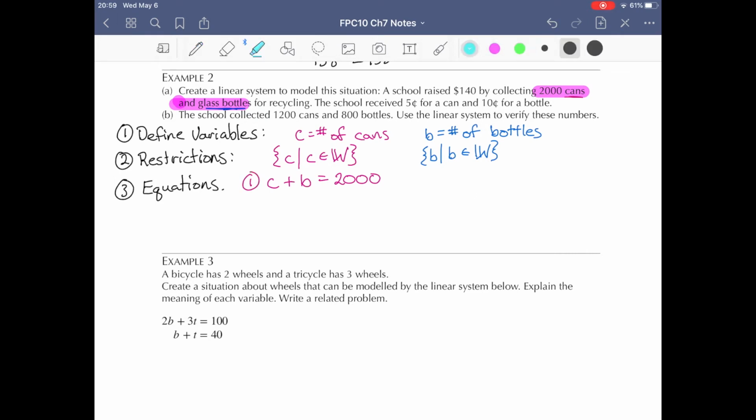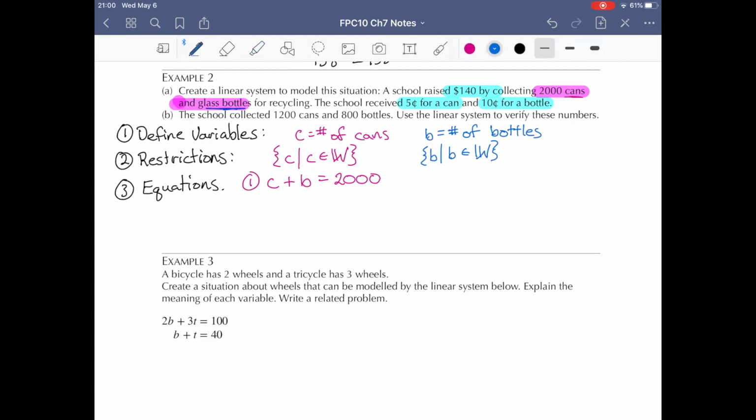Now let's look for our information for equation number 2. Well, we also had a total in dollars, a total amount. And then we have a cost of 5 cents for a can and 10 cents for a bottle. Now there's a little bit of a problem. We have different units here. We have dollars and cents. So everything needs to be in one or the other.